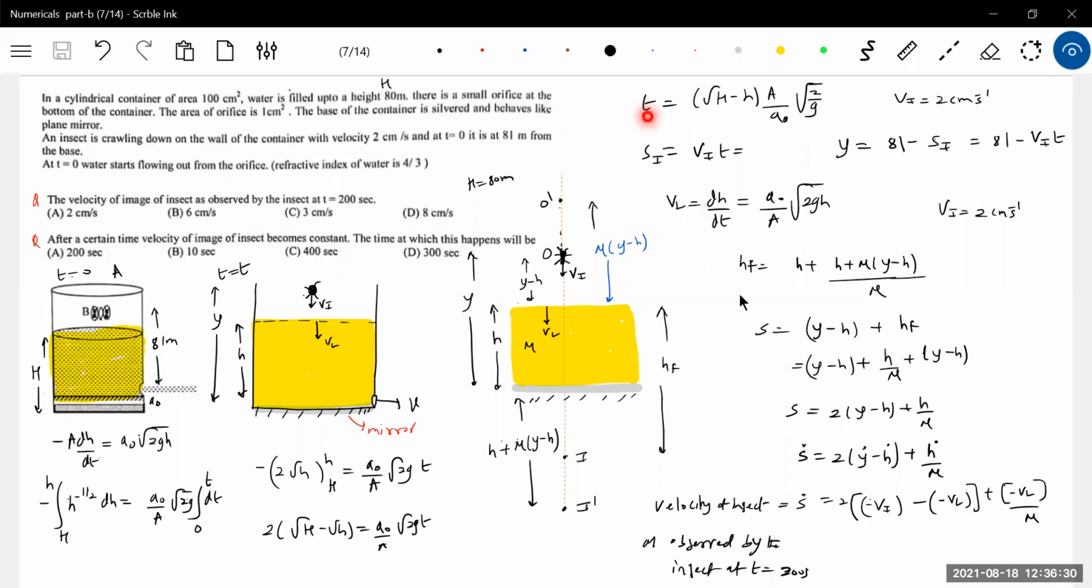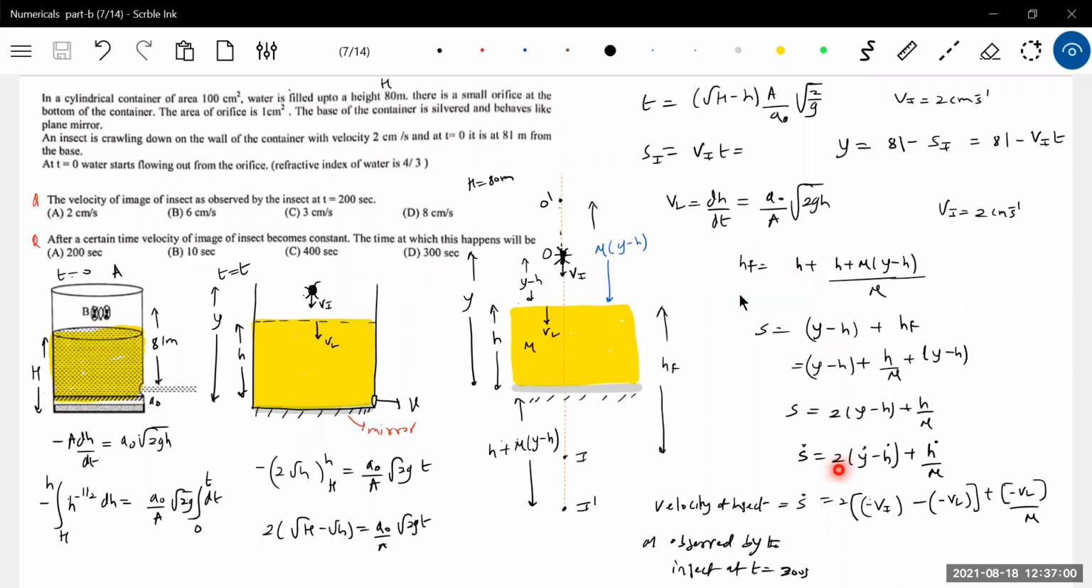Okay, sorry, T is not needed, only H is needed. The question is asking the velocity of the image of the insect as observed by the insect. So for that we should know the velocity of the insect. We know the velocity of the liquid. For that we need H. That H, from T we'll get it. What is T? T equal to 200 seconds. Substitute that and you'll get H. Substitute here, then you can manage. No need to calculate all these things.